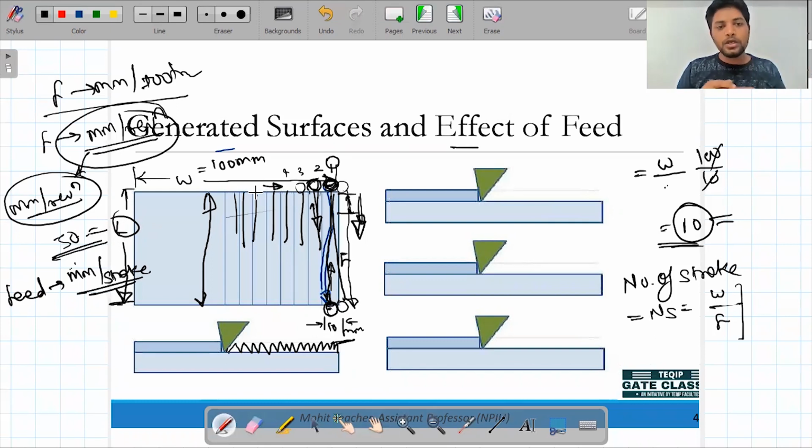It's like that. Okay, so these things we have to keep in mind. Fine, so that is number of strokes is clear to you, feed is clear to you now. Okay, so next is we have the effect of the feed.